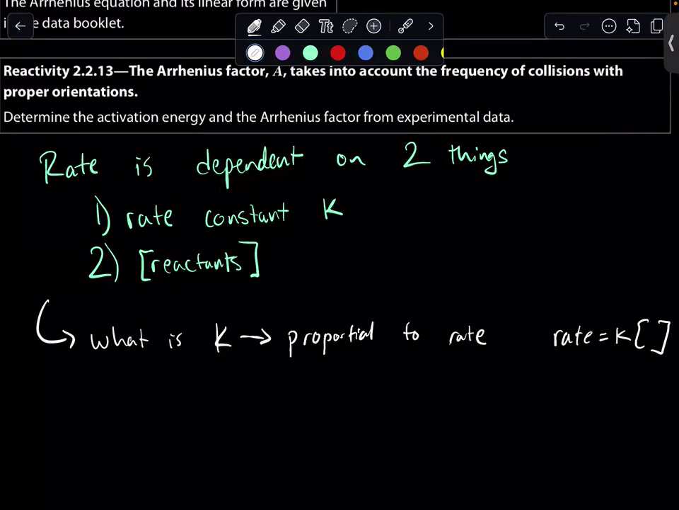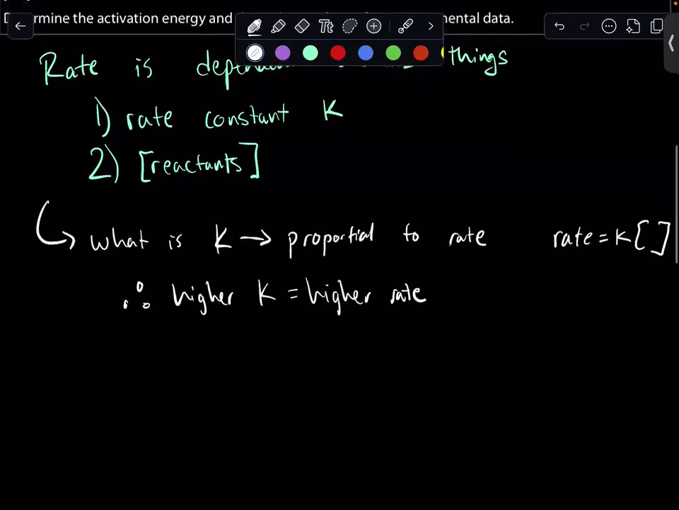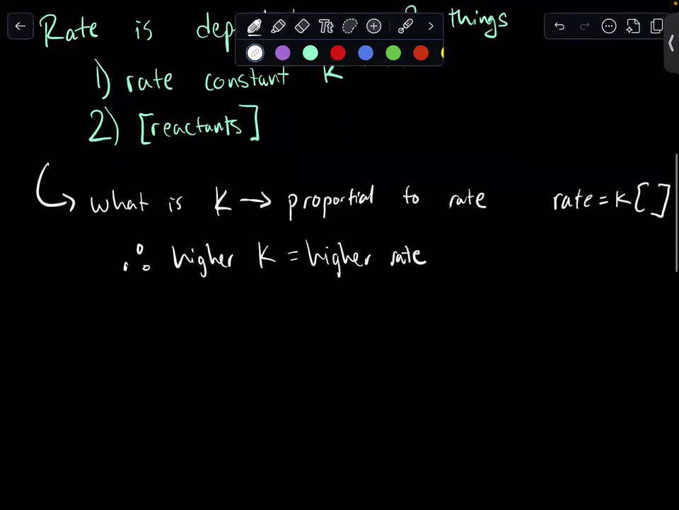And because we know they're proportional, we can generally say that a higher K is equal to a higher rate. So these are assumptions we can make based on what we already know. So the higher the K is, the faster our overall rate for our equation will be. But we also mentioned in previous units that K is dependent on temperature. So let's explore the temperature dependence of K.